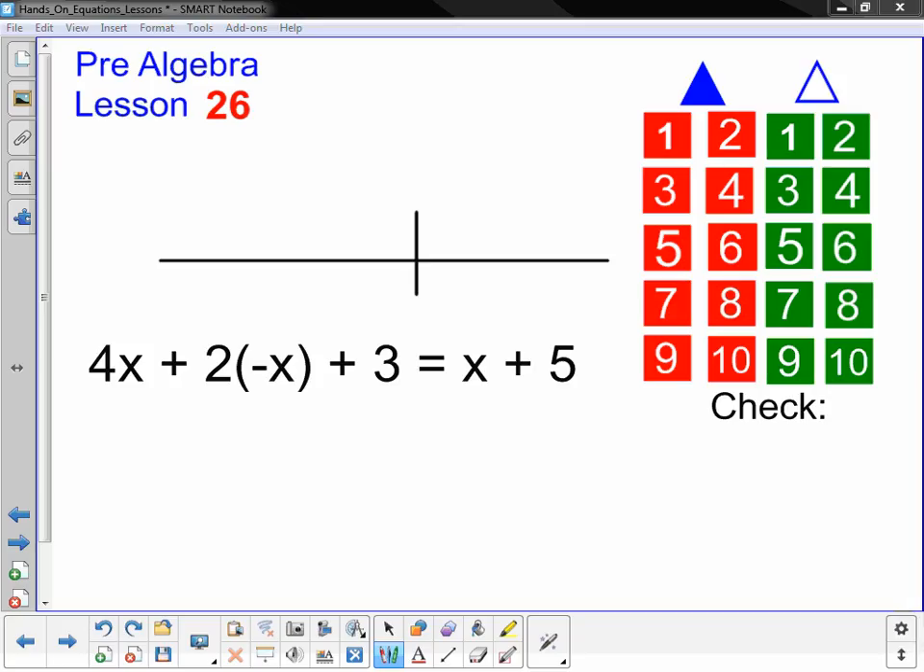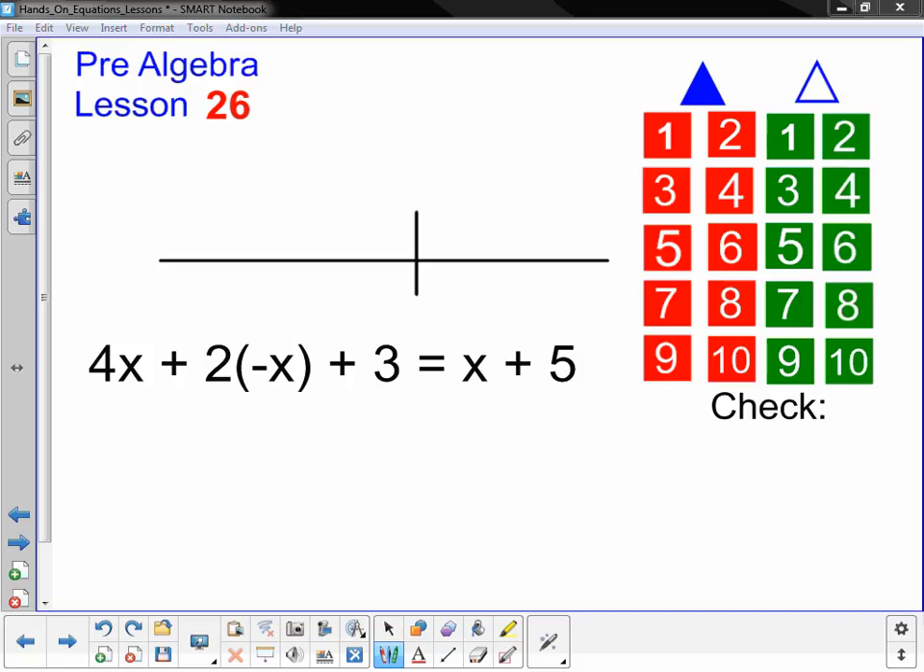Alrighty. Notice I do a lot of talking through my problems for you guys, but I do that for myself when I'm doing it as well. I will talk through the problems myself. So like this problem here, I got 4x plus 2 times the opposite of x plus 3 equaling x plus 5. Notice I said 4x plus 2 times the opposite of x. I didn't say 2 negative x or any of that. I said 2 times the opposite of x.